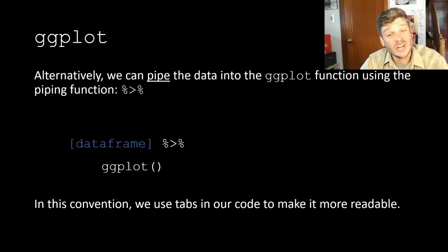Now, alternatively, and this is actually the way I typically end up doing it, I pipe the data into ggplot. The pipe function is one of the most powerful and useful functions in R, and it is the % greater than %. That is your pipe. So what we can do is take our data frame and pipe it into our function. And when I pipe it in, I don't necessarily need to state it again inside my function. I'm just going to pipe.